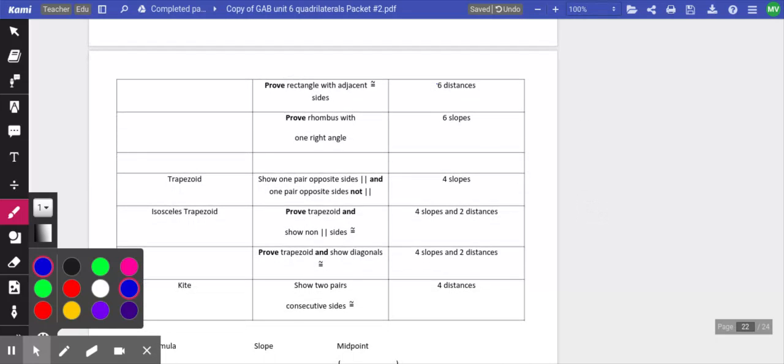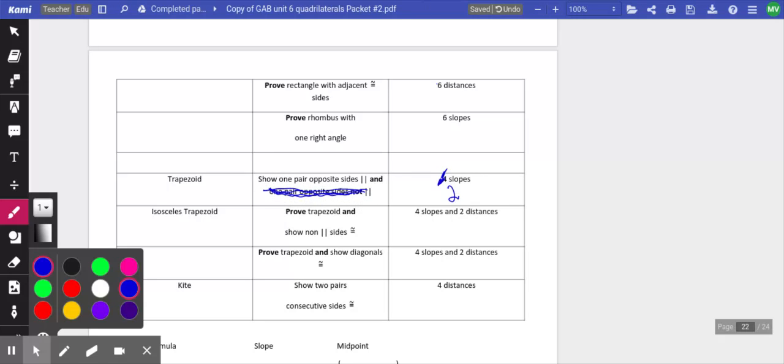Trapezoid, I actually only need two slopes for a trapezoid because to show it's a trapezoid, I only need one pair of opposite sides parallel. I do not need to show the other pair of opposite sides is not parallel. I do not need to do that. So please cross that out.